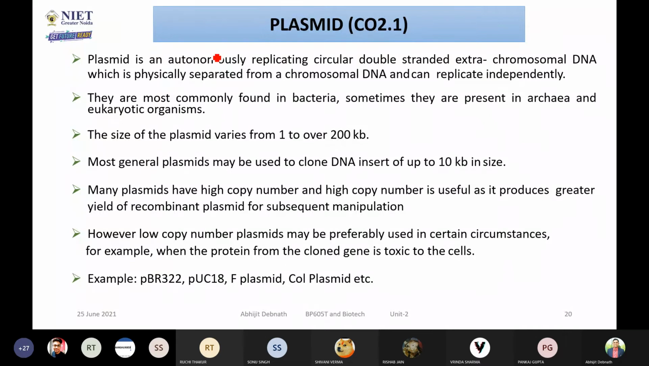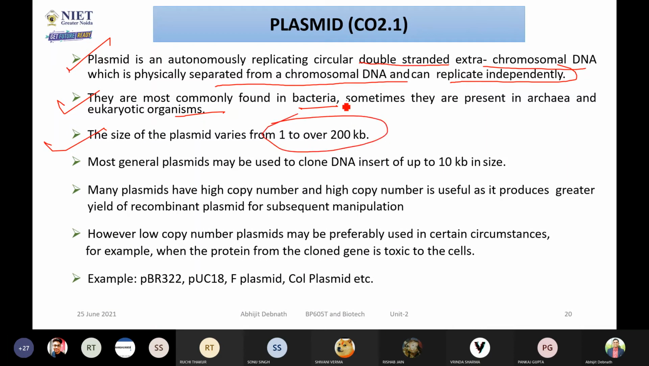In simple terms, a plasmid is an autonomously replicating, circular, double-stranded extrachromosomal DNA which is physically separated from the chromosomal DNA and can replicate independently. They are most commonly found in bacteria, as I have told you, and sometimes they are present in archaea and eukaryotic organisms also. The size of a plasmid varies from 1 to 200 kb. The most general plasmids used to clone DNA can be up to 10 kb in size.